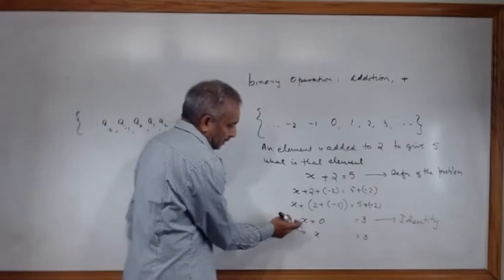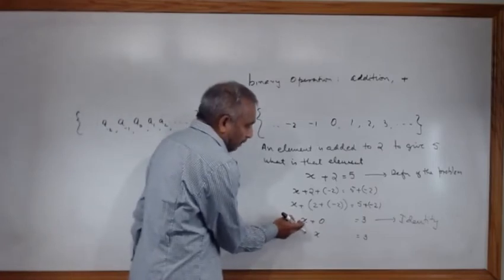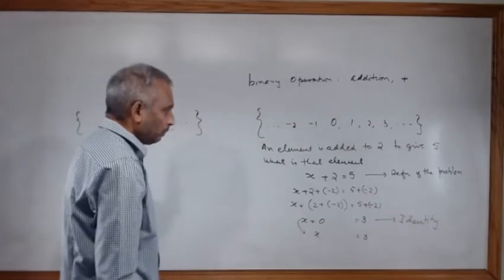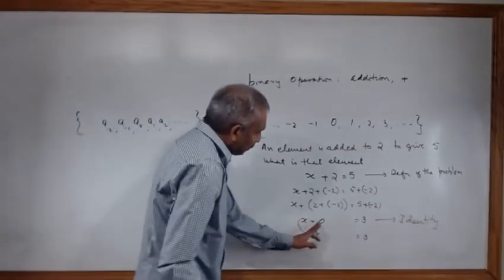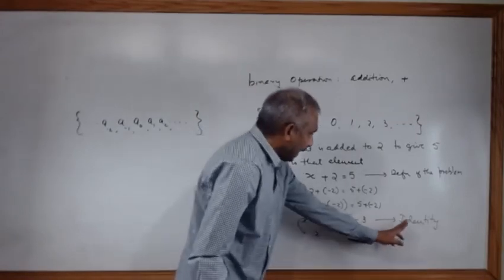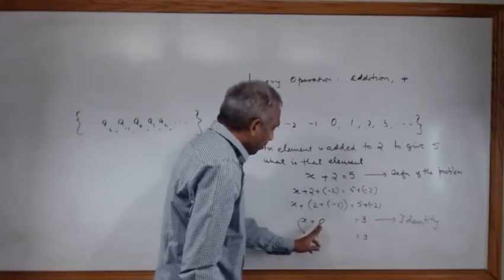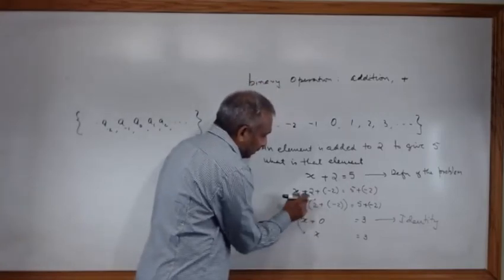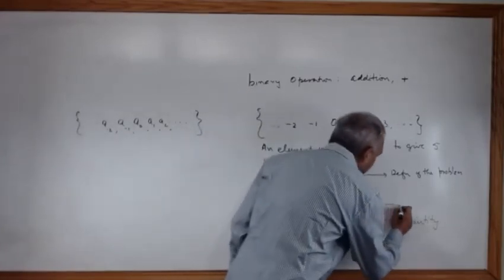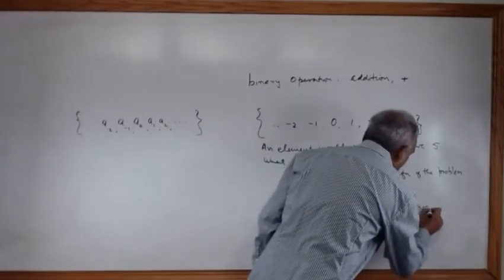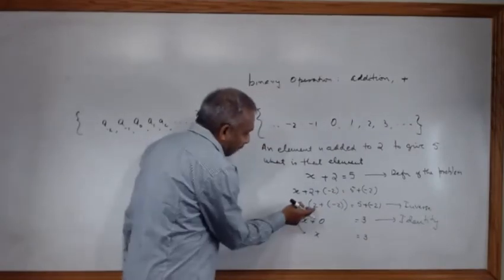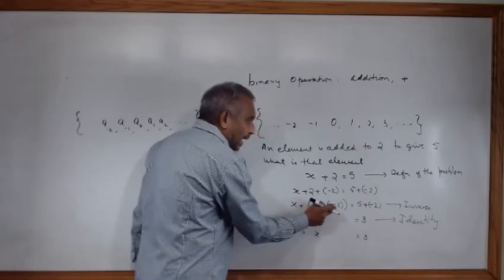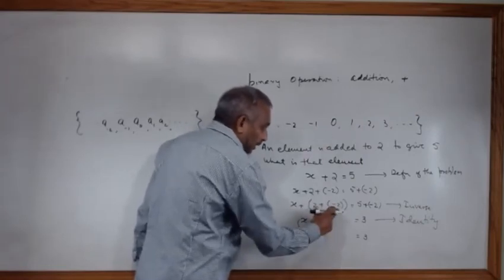Any number, not necessarily x, any number if you add to 0 will be that number, that element. So that was our aim. So there is an identity here. And what would you do to get this 0? We added another number to this. And that is the inverse. So for every element here, there is another element such that if you add together, that will be 0.